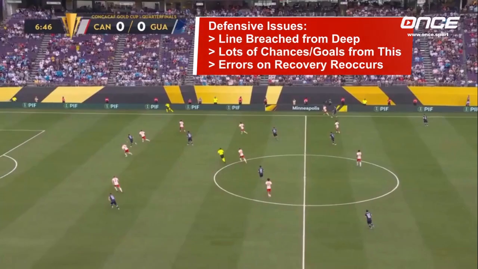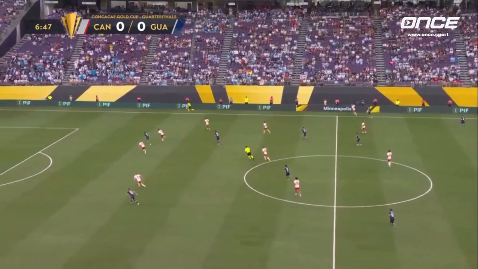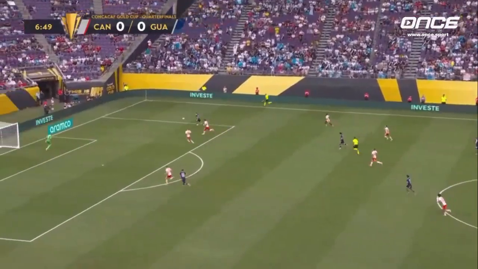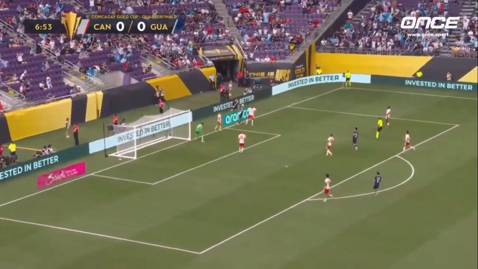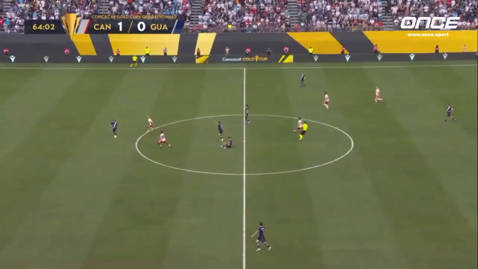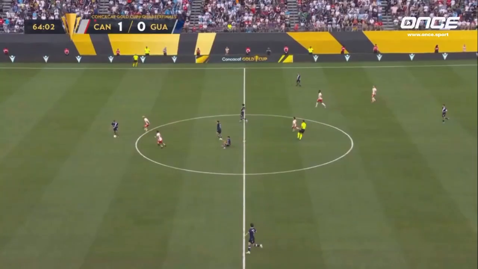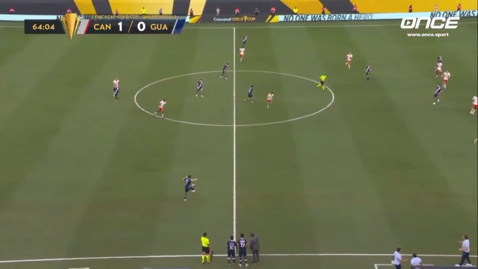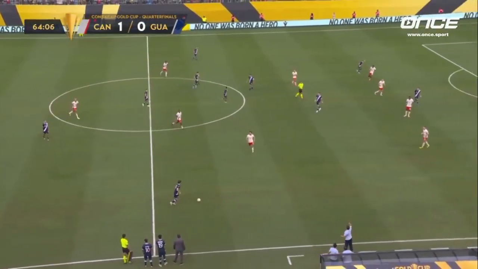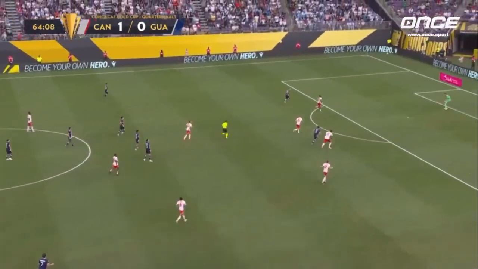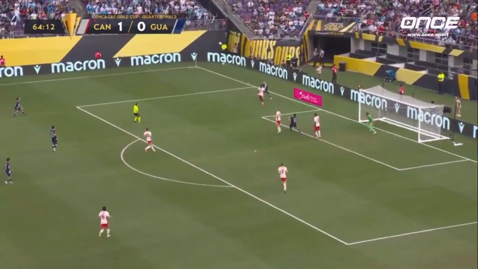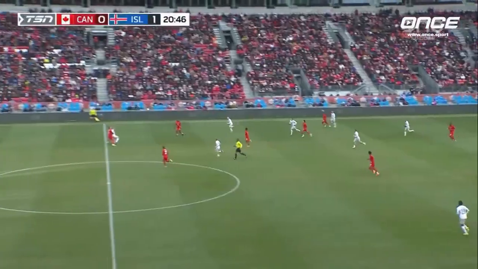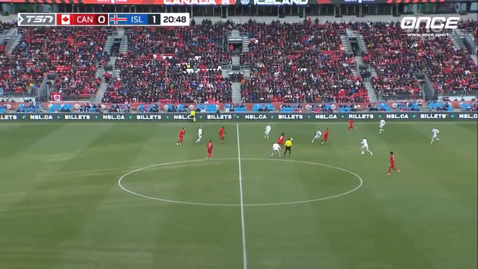The only issue for me is a lot of chances from very basic play over the top. Even when the defensive line isn't very high, like this one, it's only 25 yards of space. Defenders didn't recover. Defenders didn't get back to stop the cross, and they were very lucky. Similar situation here. When it goes out, there's not a lot of space in behind, but they find the player, they find the gap, they get a cross in. It's well defended in the end, but it seems way too easy to get space in there.